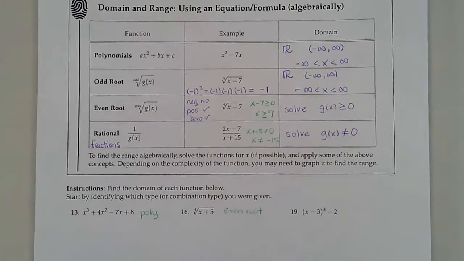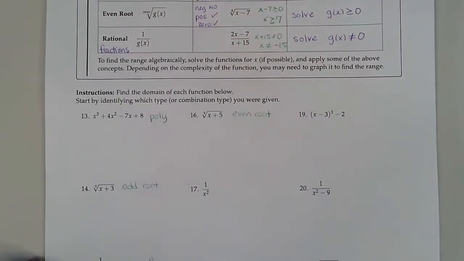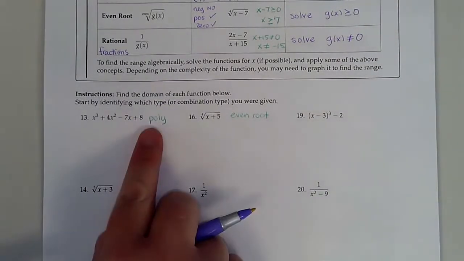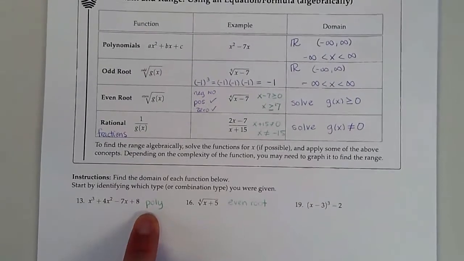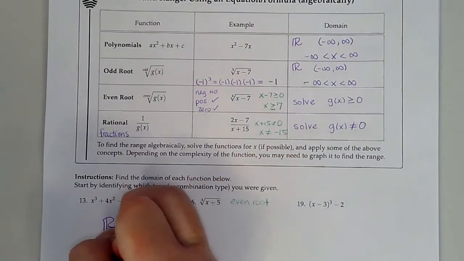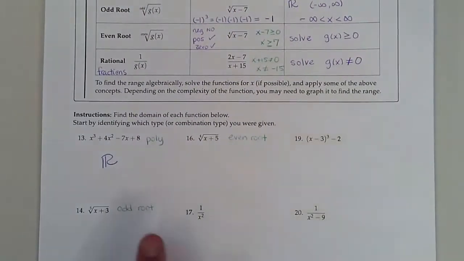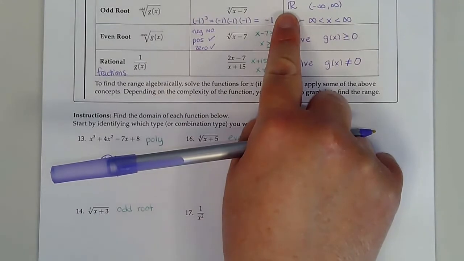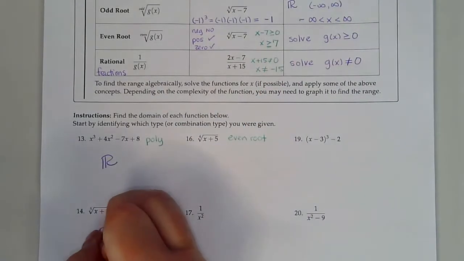All right, so let's go back to these four that we already identified. Now that you've seen how that works, let's go through these and then I'll have you try some in a minute. So this is a polynomial. We know that the domain of polynomials is all real numbers. So we're good to go there. The next one was an odd root. And odd roots were also all real numbers. So we're good to go there.